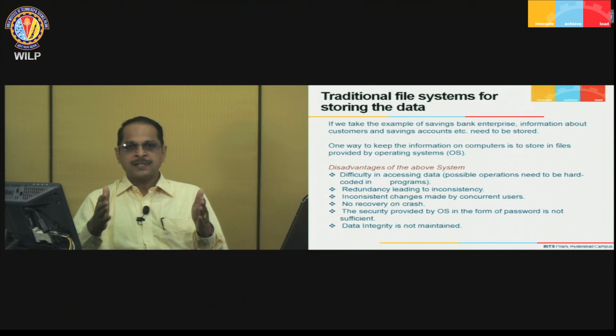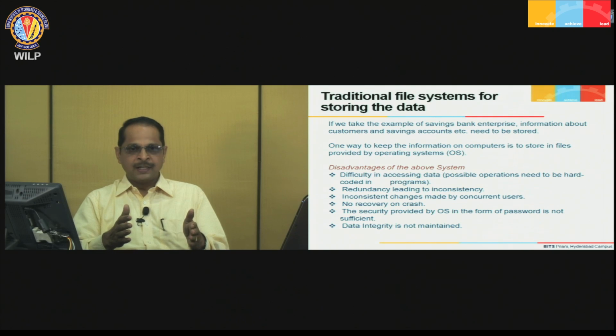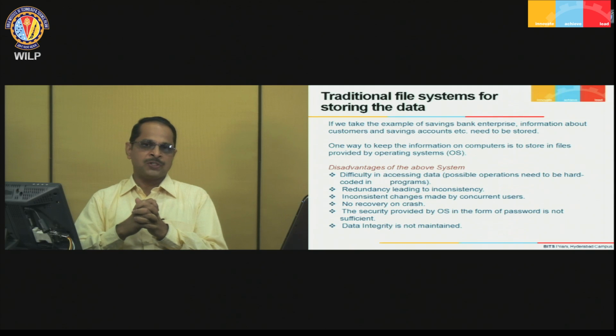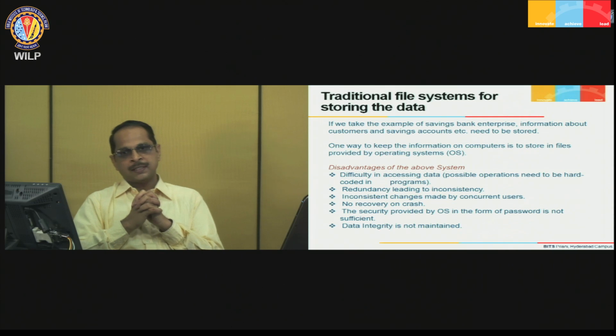This is coming because of what? This is all because of the redundancy. Since you have stored the same data item or the same fact about the person at multiple locations, you are leading to this kind of situation. If you use these file systems to store data, it may lead to inconsistency.